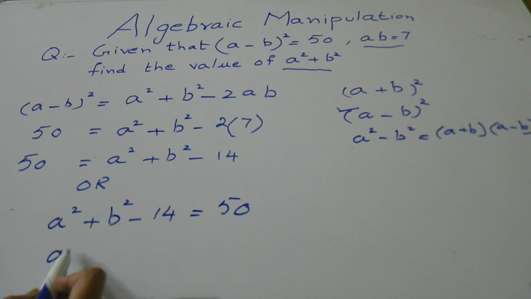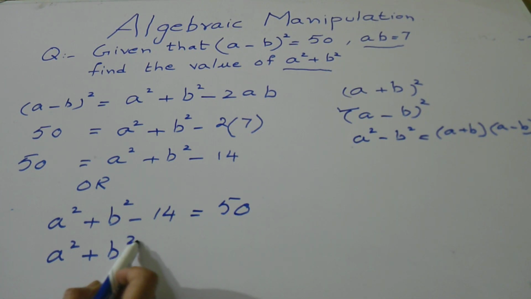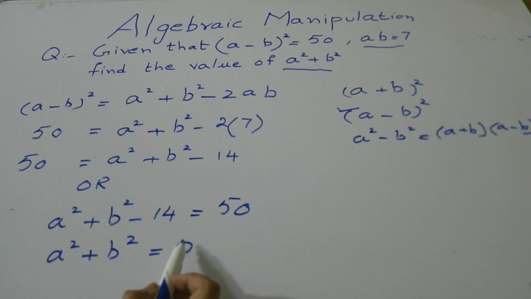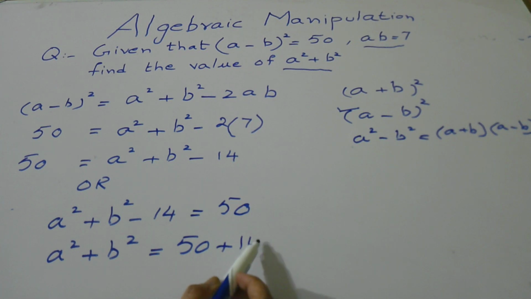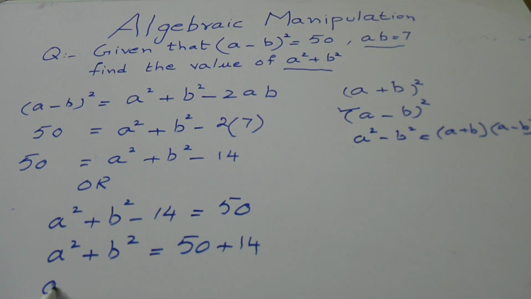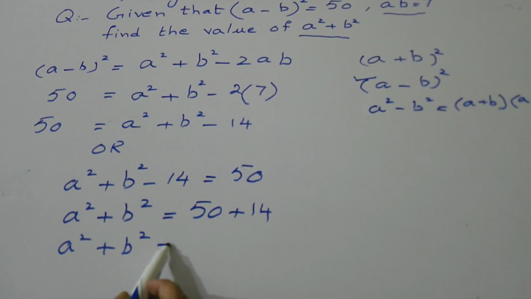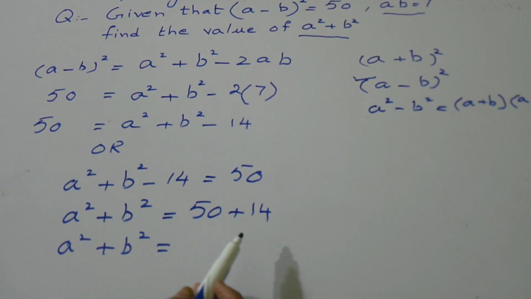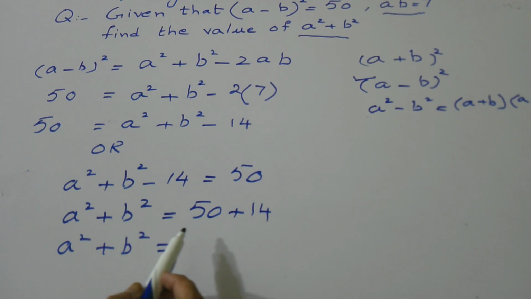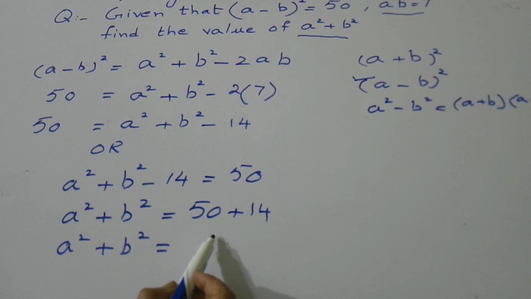So you are finding the value of a² + b². Minus 14 is here, on the other side it becomes plus 14. So the value of a² + b² is equal to 50 plus 14, which is equal to 64. 64 is the answer.